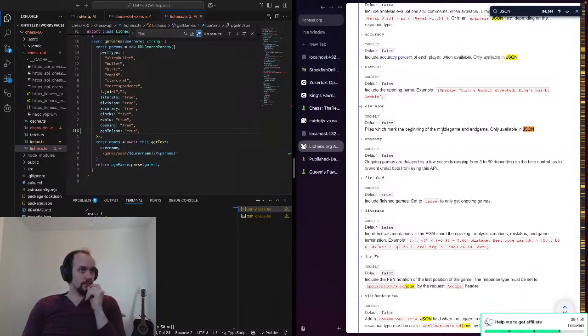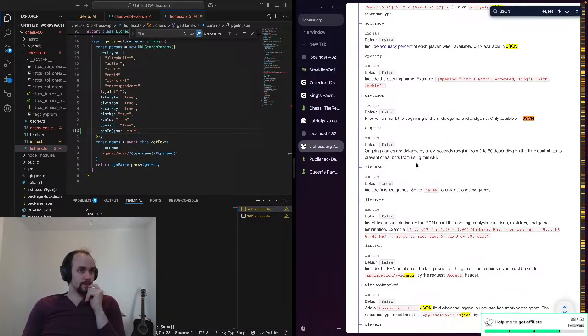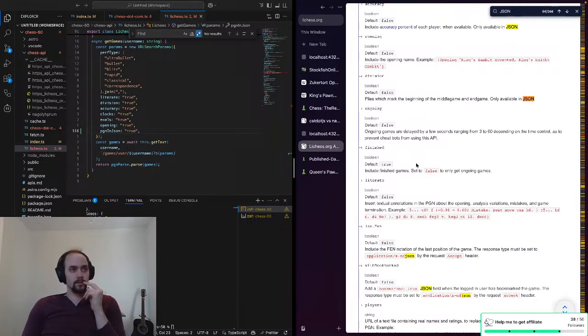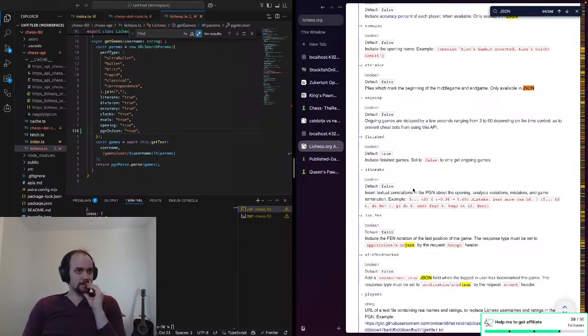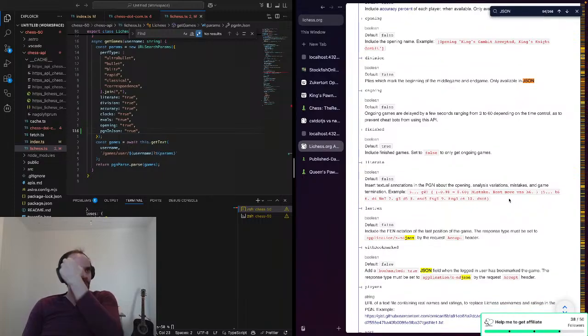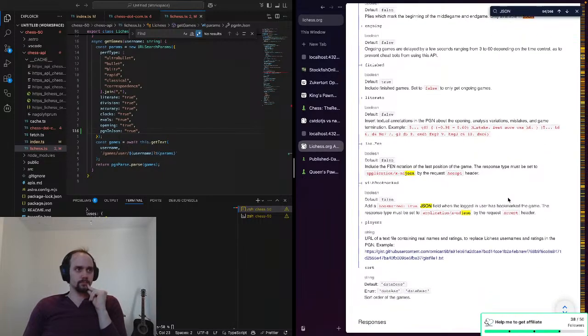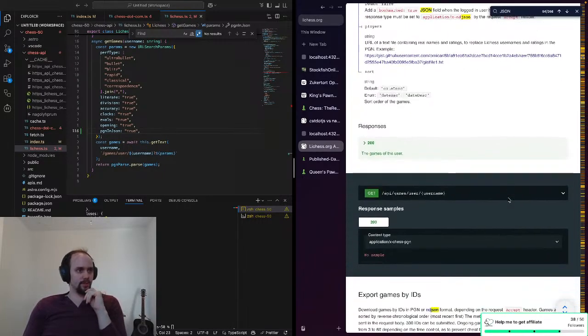Division, ongoing, finished, literate. Is there textual annotations in the PGN about opening analysis variation mistakes in the game? So textual annotations, opening analysis variations. Okay, that should be good.